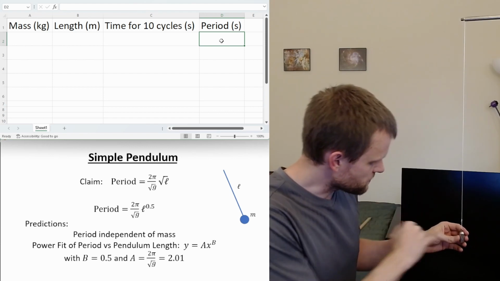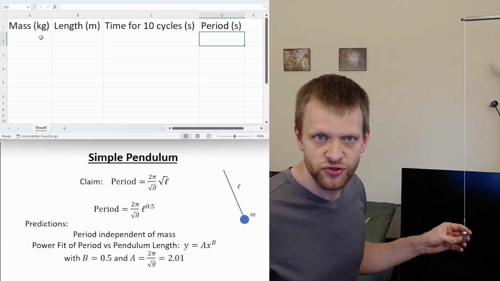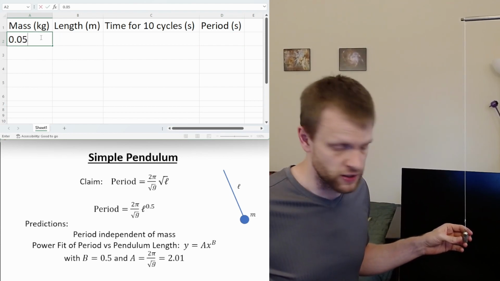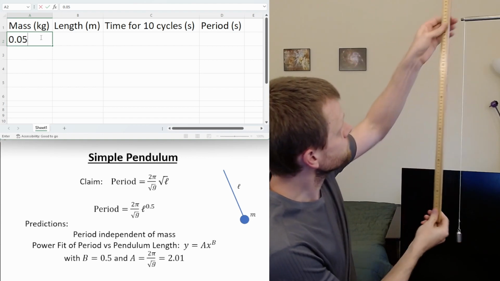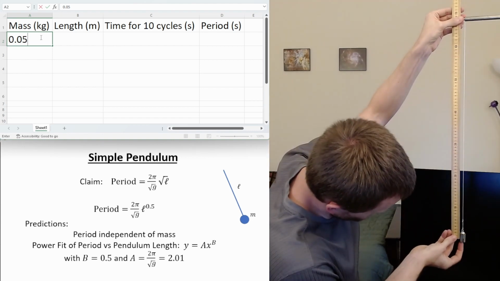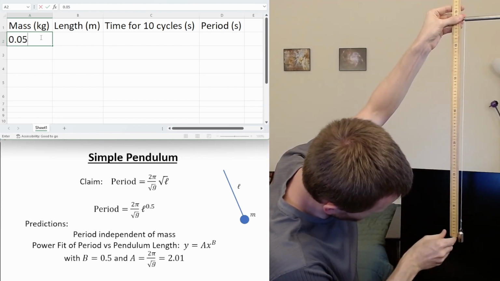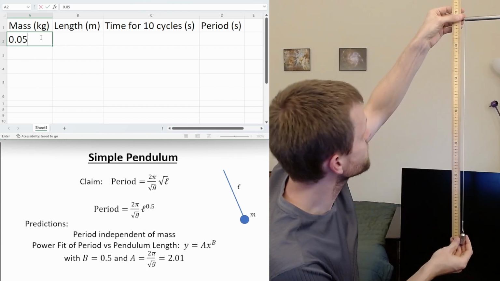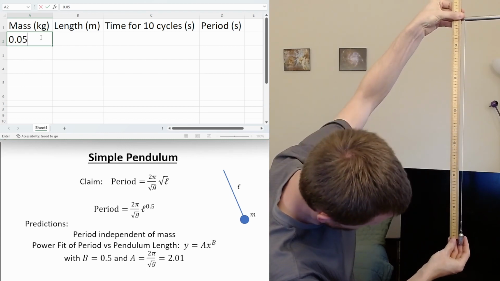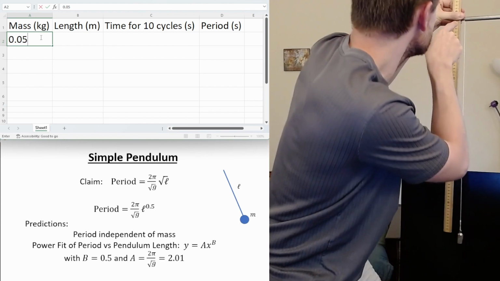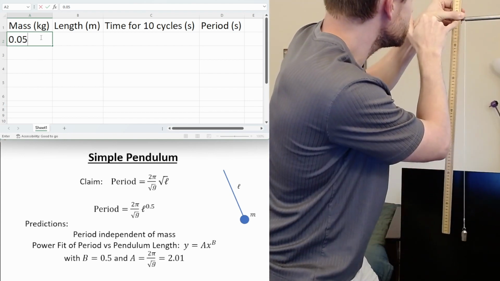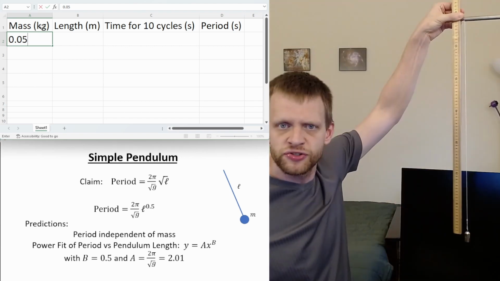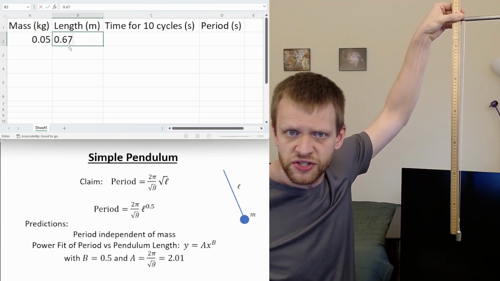So this mass right here is a 50 gram mass, so that mass is going to be 0.05 kilograms. The length of this pendulum, if I measure to approximately the center of this mass, this isn't going to be perfect, but hopefully it'll be close enough. From the center of that mass to here, that's 10, 20, 30, 40, 50, 67 centimeters, so 0.67 meters.